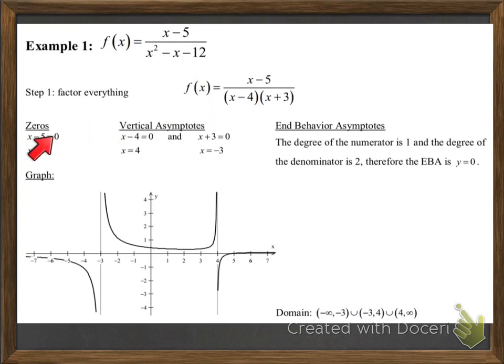So one of the things that we're going to be finding is going to be your zeros. Now your zeros, if you think about graphically, zeros are your x-intercepts. And on an x-intercept, that means your y value is 0. So that means this value right here has to be 0.